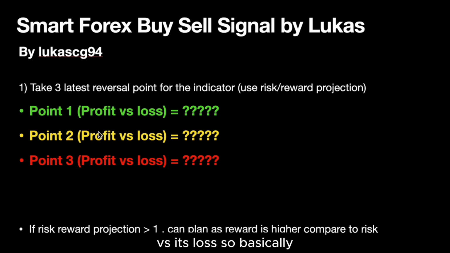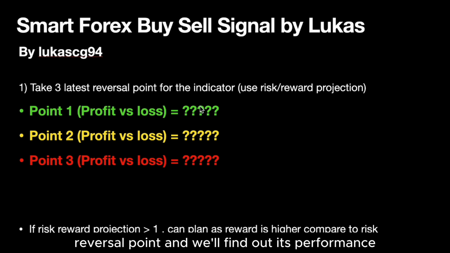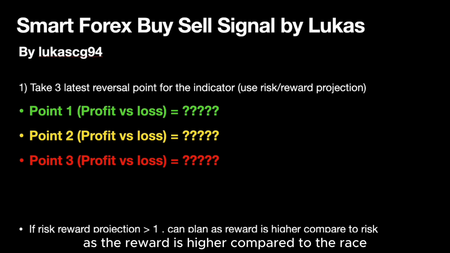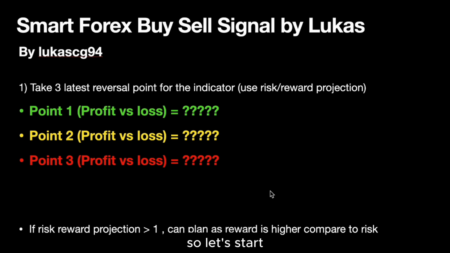So basically, we will take the 3 latest reversal points and find out the performance based on the indicator. And to add on, if the risk reward ratio is more than 1, it means that we can plan the trade as the reward is higher compared to the risk. So let's start.